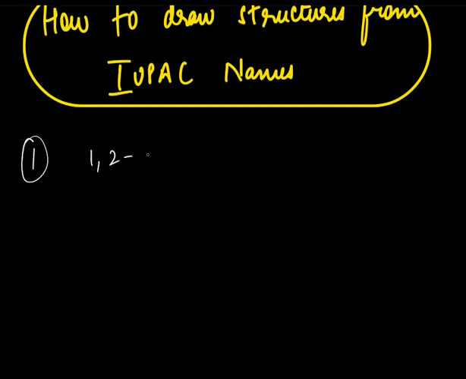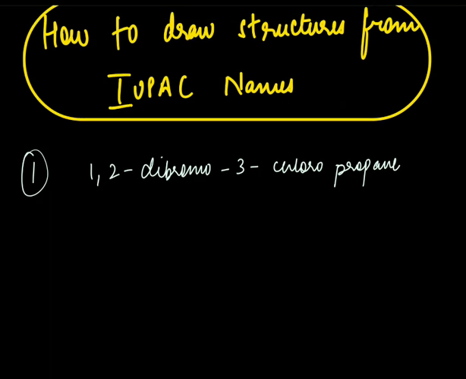1,2-dibromo-3-chloropropane. So in the previous video, I have already told you about the halogens. They are the functional group, but they come under the prefix. So first, when you are drawing structures from the IUPAC name, always try to see the word root.